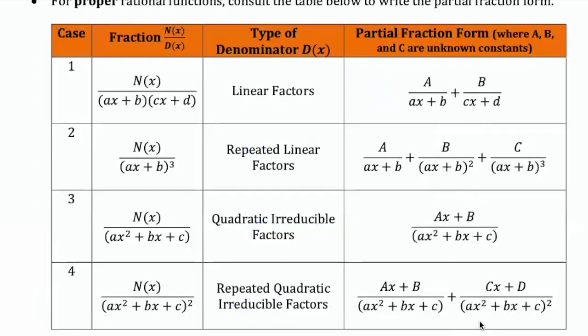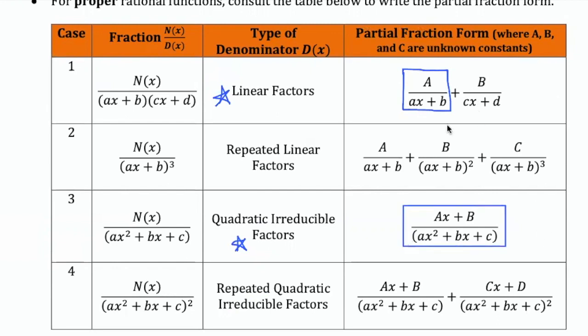In terms of what that means when you're looking at this table, I have two different things going on in my denominator. I do have a linear factor, and I have a quadratic irreducible factor. And you can go ahead and combine these two things together to create a unique partial fraction form. What you're going to do is set up any linear factors like you see in the beginning here, and set up your quadratic irreducibles this way.